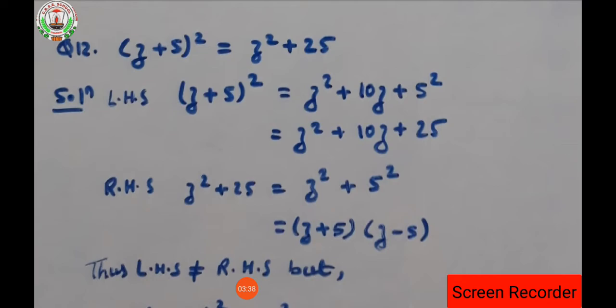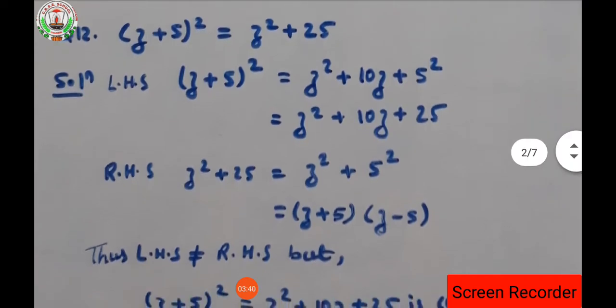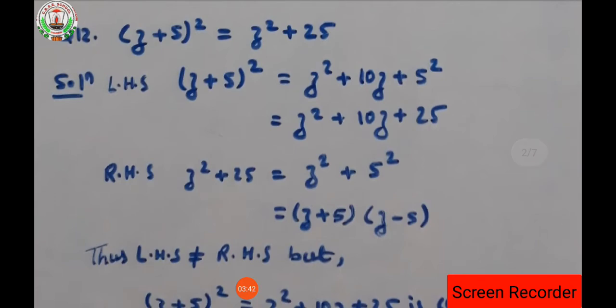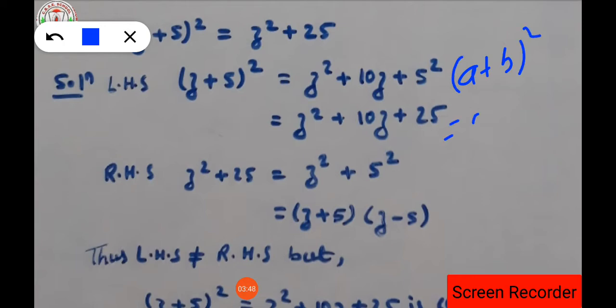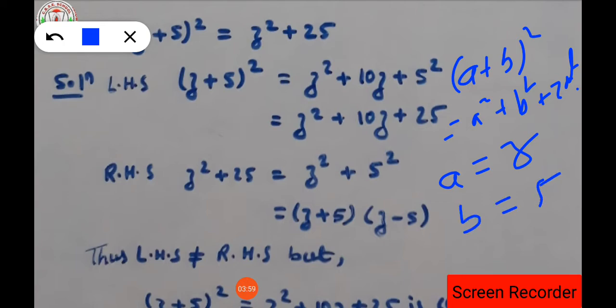Now looking at the second question, the 12th, we have the question z plus 5 the whole square is equals to z square plus 25. So z plus 5 the whole square means the identity can be used over here, that is a plus b the whole square is equals to a square plus b square plus 2ab. Now what is the value of a we have here? That is z. And what is the value of b? That is 5.